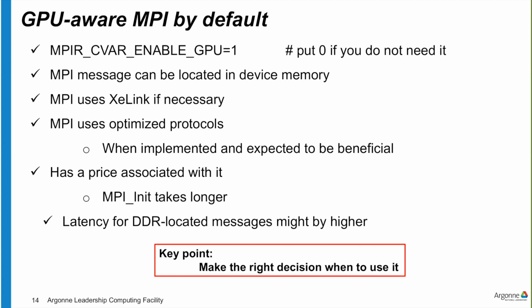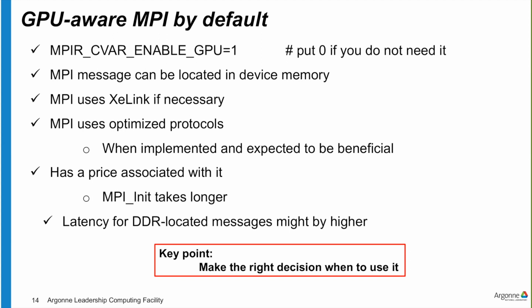MPI can use Z-links to communicate between the MPI processes which share the buffers in GPU devices. MPI may use optimized protocols where the message is stored on GPU. MPI may use optimized collective protocols when messages are located on GPU devices.